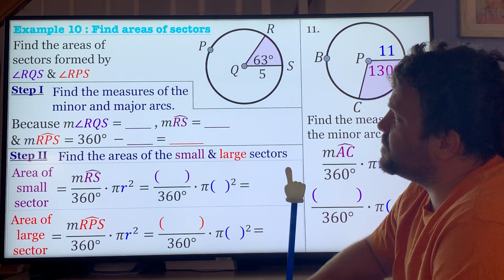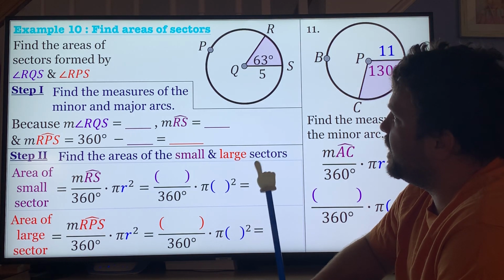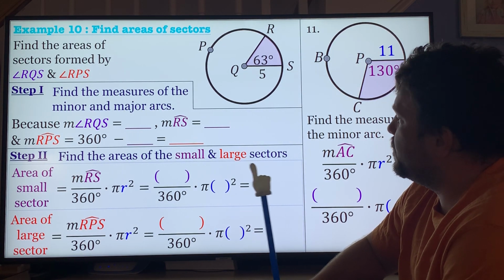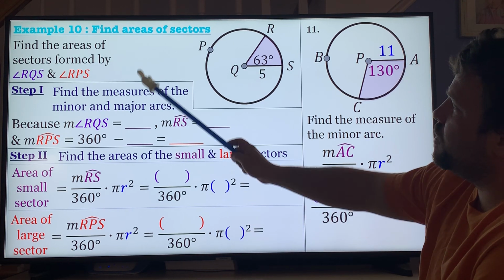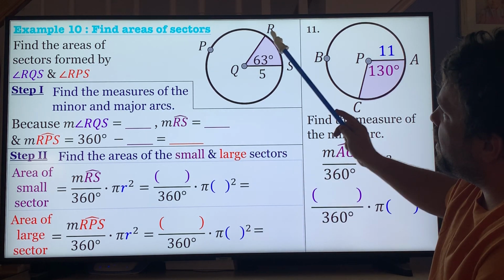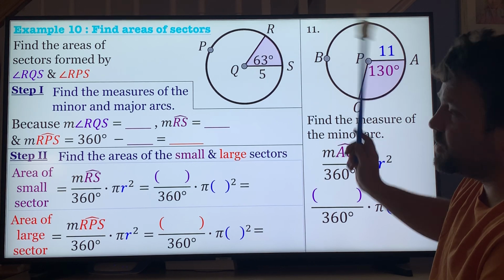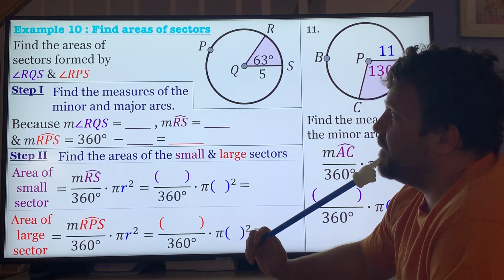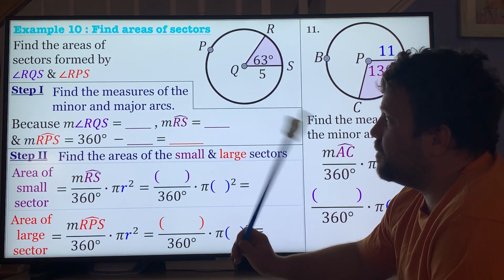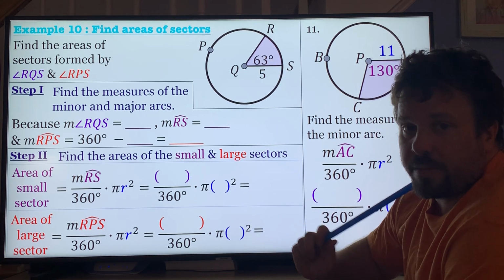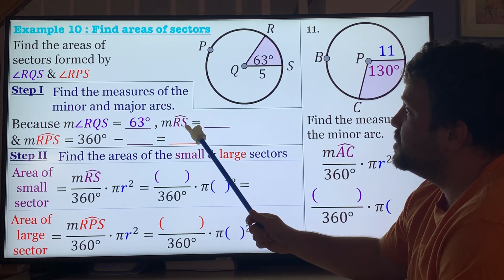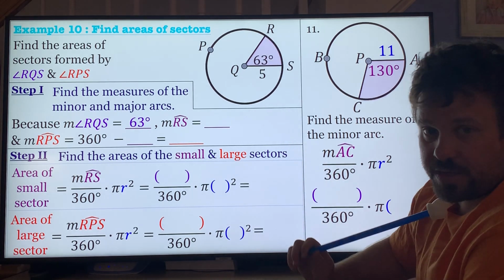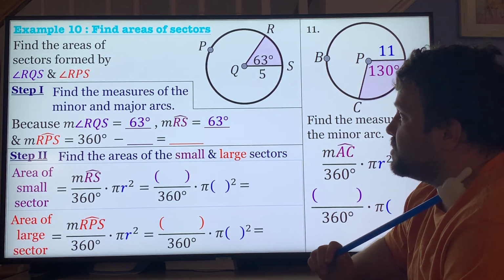Find the areas of the sectors formed by RQS and RPS. So I'm going to bring you through the 2 steps real quick, and let's see if we can do it. So step 1, we're going to try to find the area formed by RQS, this purple sector right here. So we find the measures of the major and minor arcs. So what is the measure of the minor arc here? It is indeed 63, because 63 is the smaller angle. So that means the measure of the arc is the same as the measure of the central angle, which is 63.